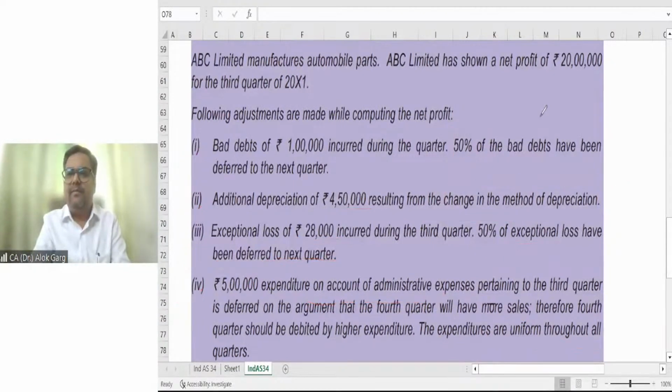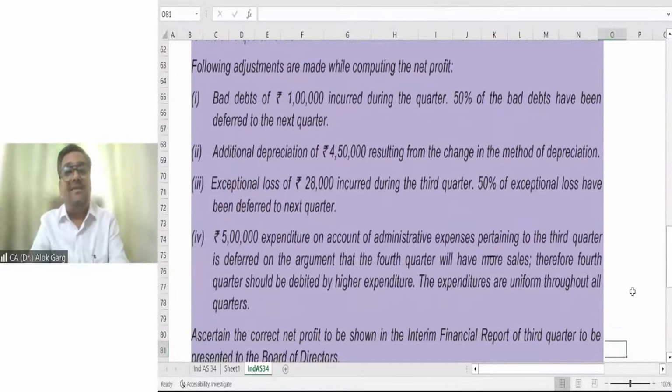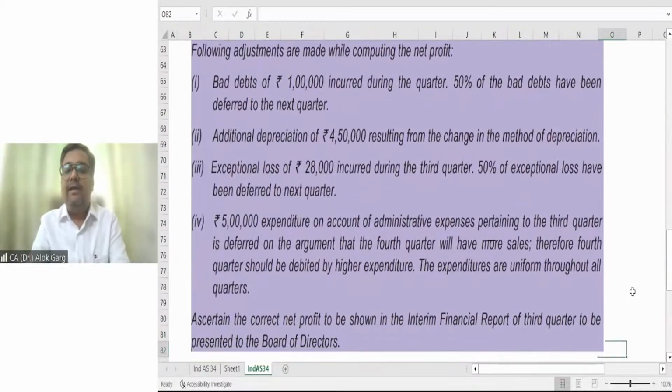Friends, if the company can do these kind of things, then there is no point of preparing and presenting interim financial statements, right? Why? Because the company can manipulate and manage accordingly. And that is why the standard has given some guidance as far as principle and measurement is concerned.